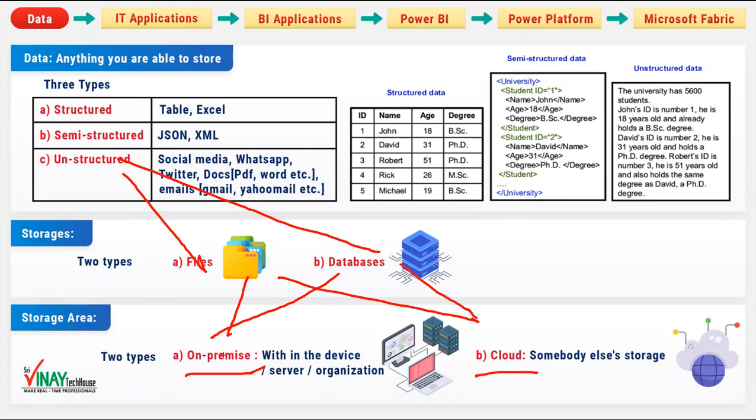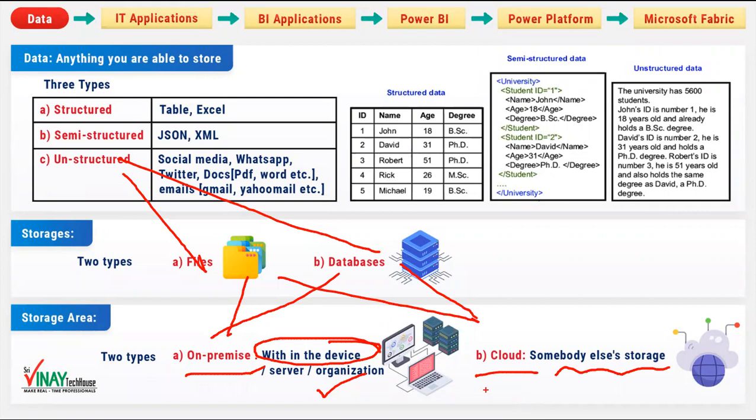So what do you mean by on-premises? Within the device, within the server, storage is on-premises. Cloud, somebody else's storage, is cloud. If you keep it within your server, on-premises. If you keep it in another storage area, cloud. Knowingly or unknowingly, everyone is using it. We keep our mobile images and pictures first in our mobile. That is on-premises. We take backup into Gmail, Google Drive, OneDrive, Apple Cloud, Samsung Cloud. That is cloud. Even our contacts, we keep in the cloud only.